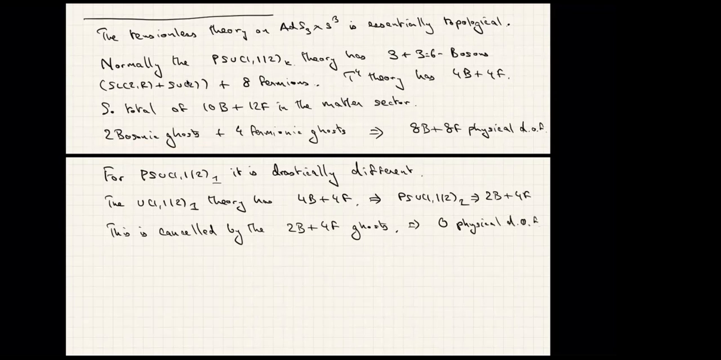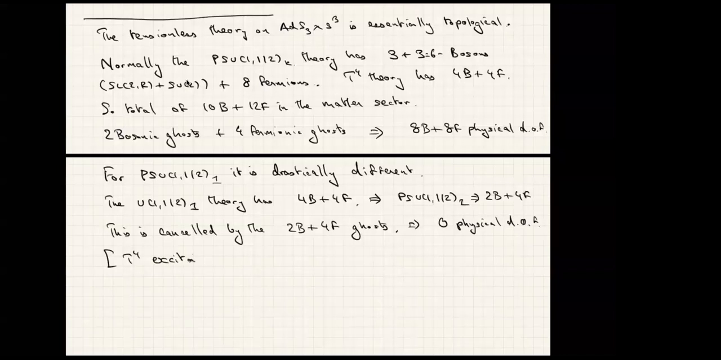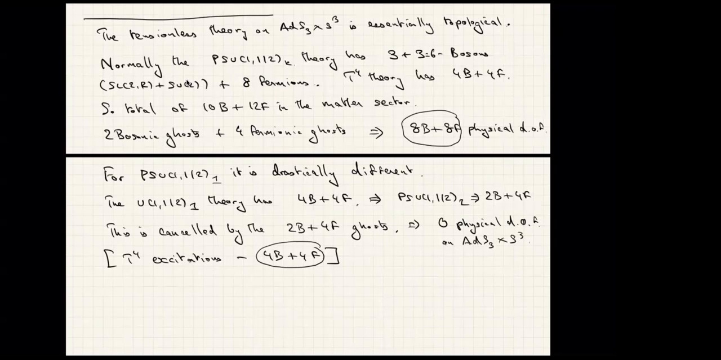So of course, there are the T4 excitations. You still have 4 bosons and 4 fermions, but it's much less than the 8 bosons and 8 fermions that you had in general. Now, effectively, if you consider the full 10-dimensional theory, there are only 4 bosons and 4 fermions, and in some sense, in the AdS3 times S3, there are 0 physical degrees of freedom. Okay, so this is somewhat unusual, but it is consistent now.